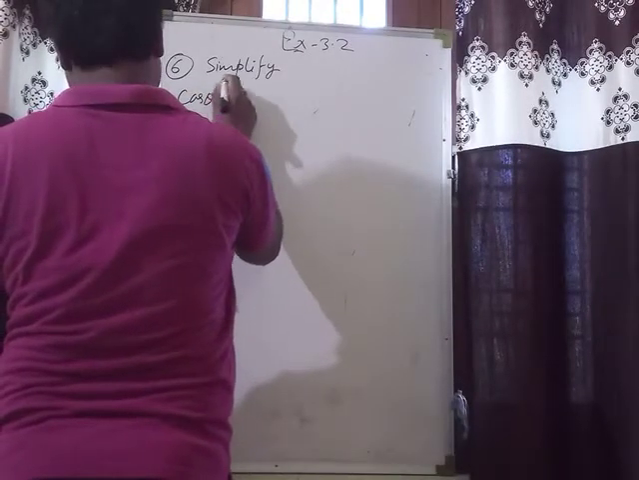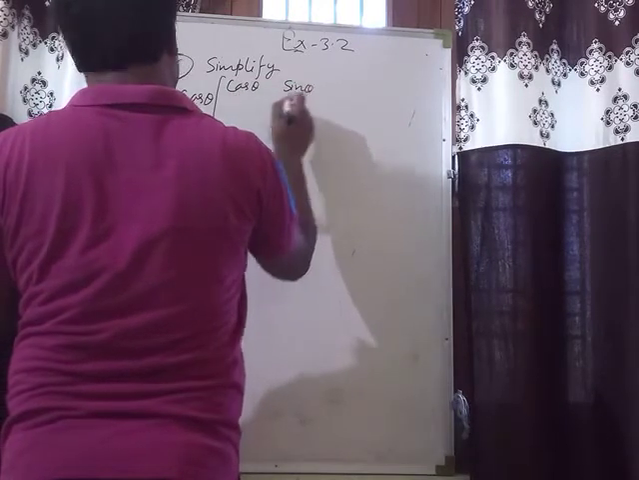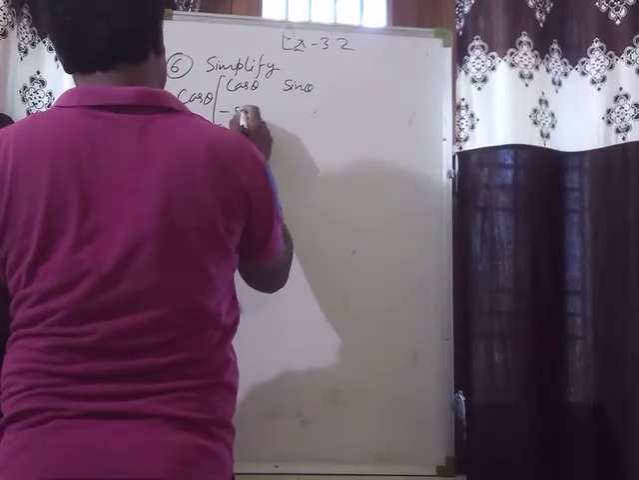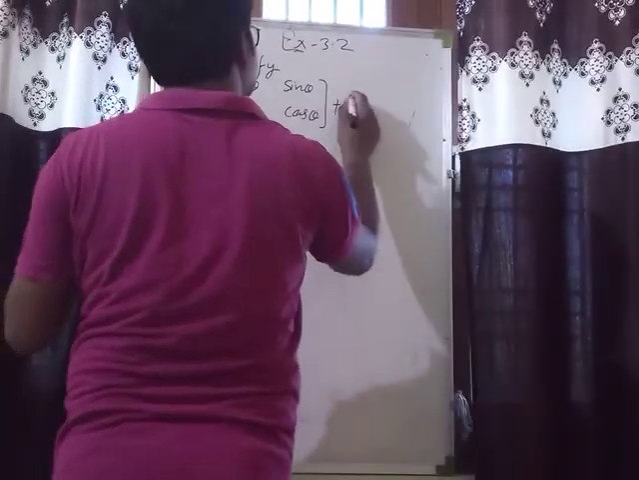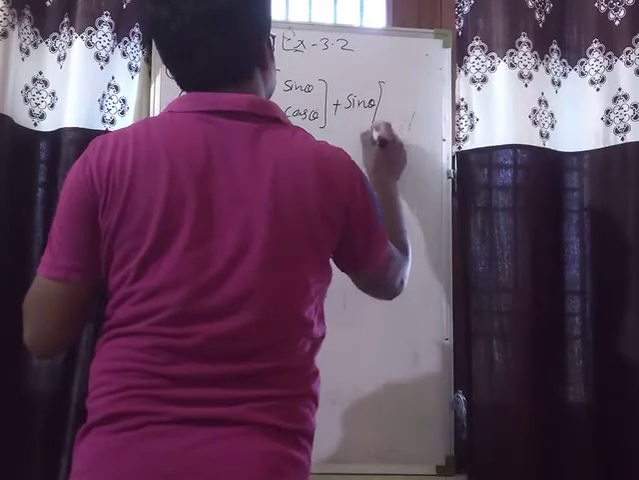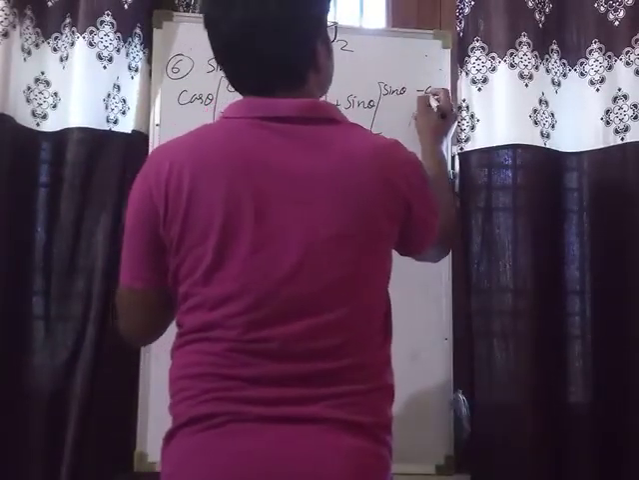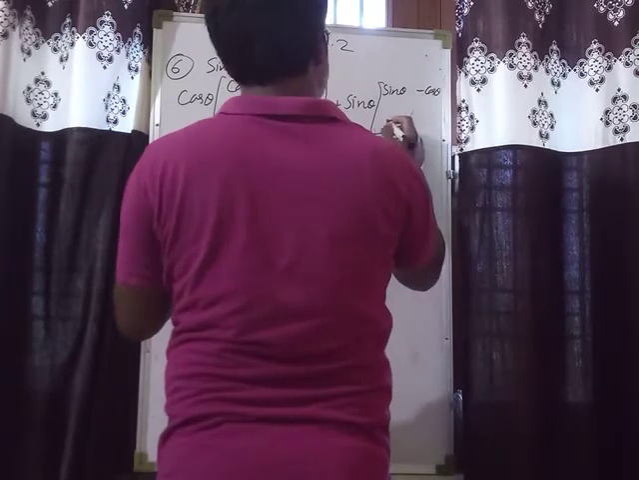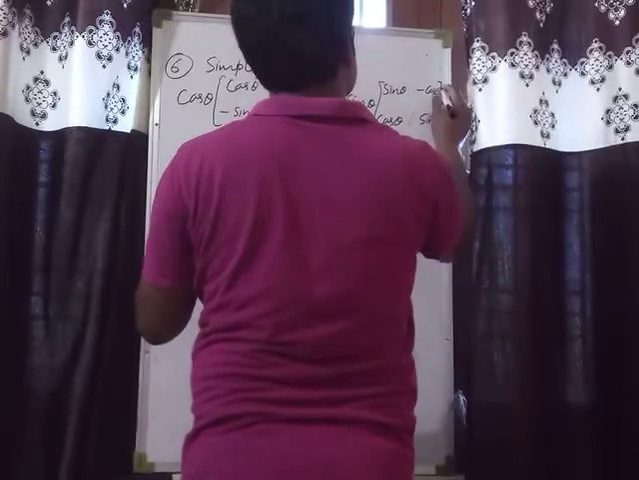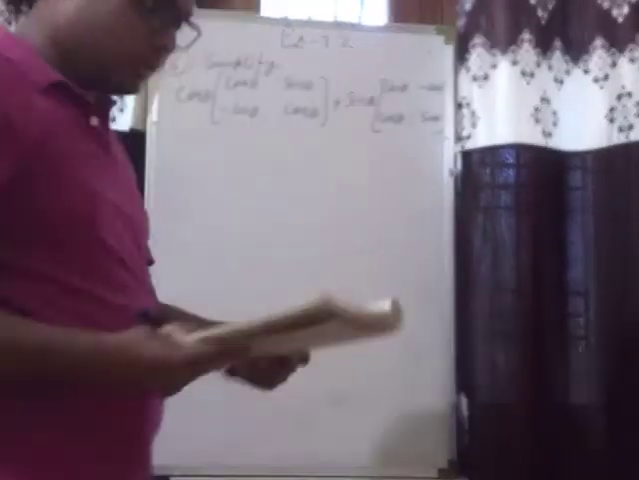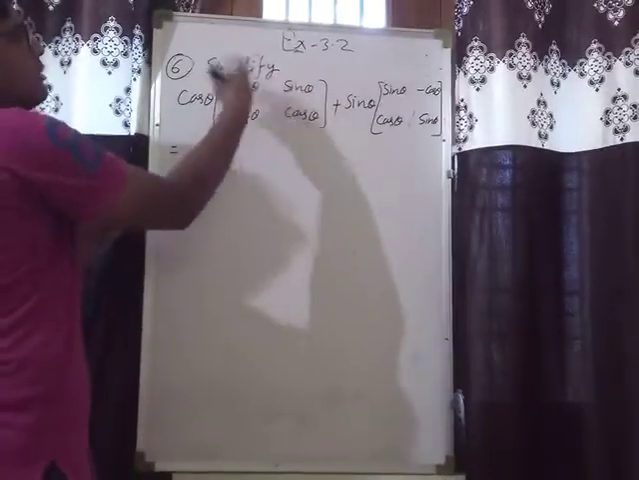cos theta, this is cos theta sin theta, minus sin theta cos theta, plus sin theta, that is sin theta, minus cos theta, that is cos theta, that is sin theta. Okay, simplify this. तो पहले तो ये cos theta सब में मल्टीप्लाई होगा.